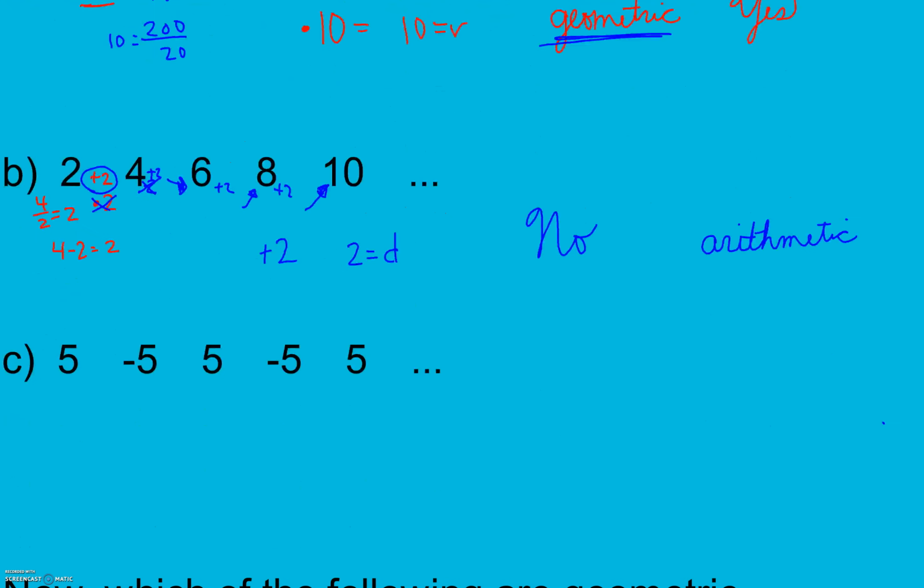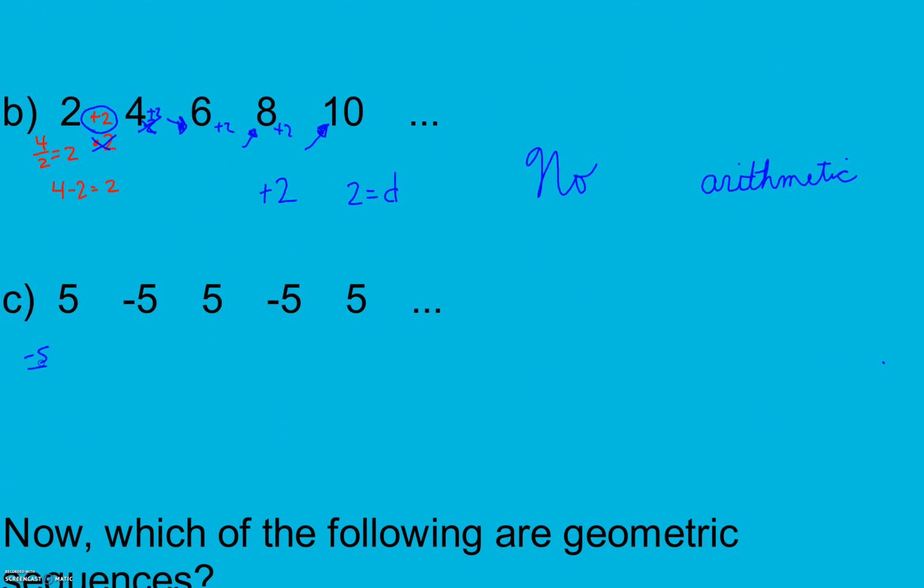So in C, to go from 5 to -5, I can take -5 divided by 5. I multiply by -1. Or I can take -5 minus 5, and I can subtract 10. Now, we check our next ones. To go from -5 to 5, okay, 5 divided by -5, -1. So I can multiply by -1, but if I try and go 5 minus -5, I get a positive 10. So subtracting 10 doesn't work.